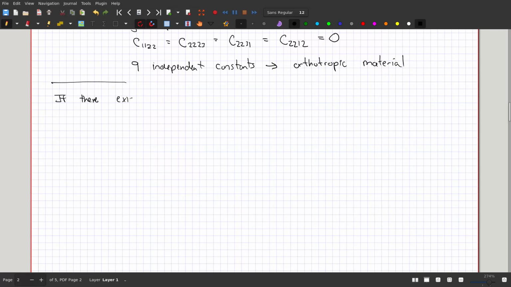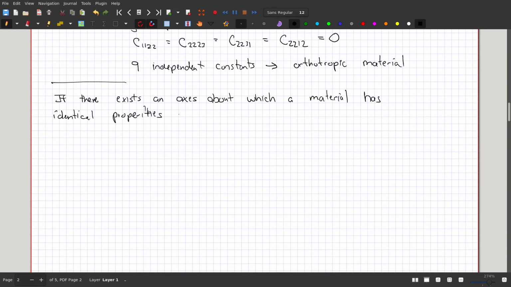If there exists an axis about which a material has identical properties, then 5 independent constants. This is called a transversely isotropic material.